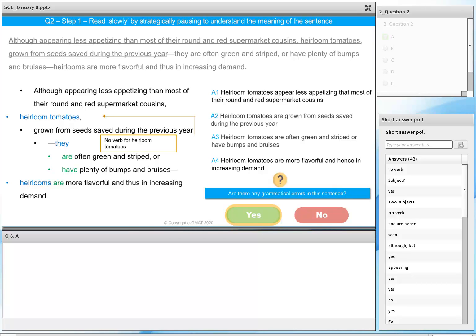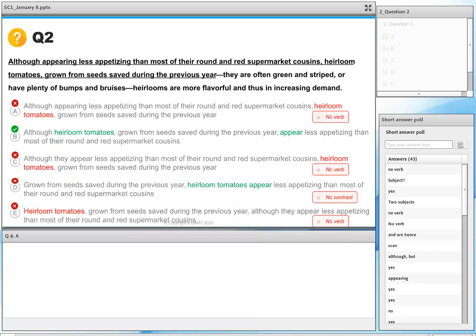You'll notice they, the pronoun that refers to heirloom tomatoes, has the verb are and have, and heirlooms down here has the verb are. But this subject, heirlooms, up here is missing its verb. So we have that subject verb must exist error going on here. No verb for heirloom tomatoes. So we can move to our answer choice analysis. We can scan our answer choices.